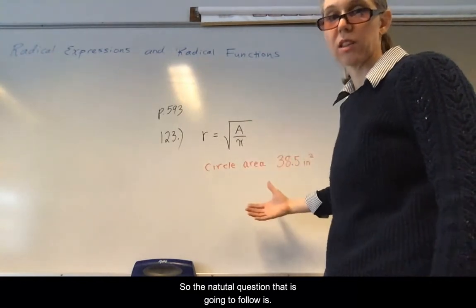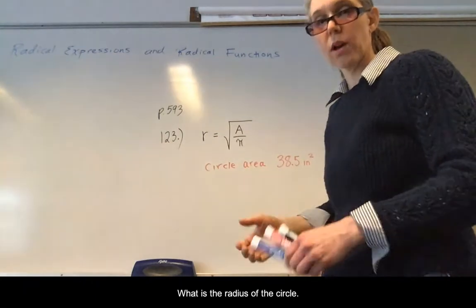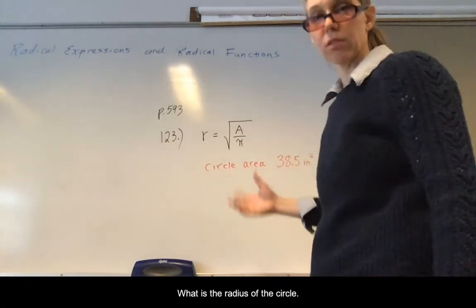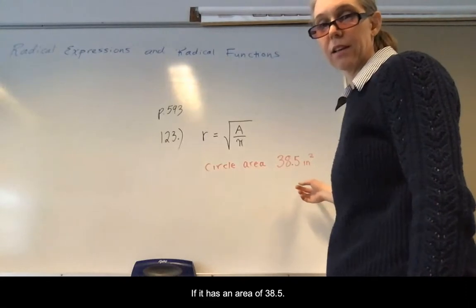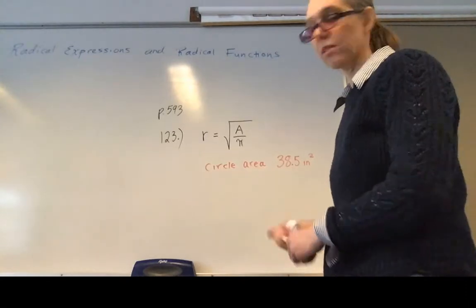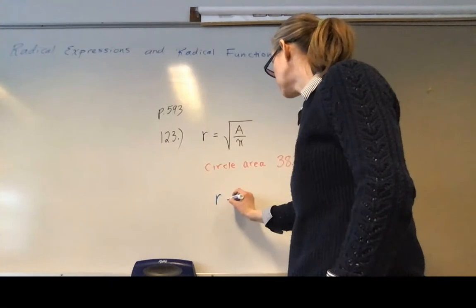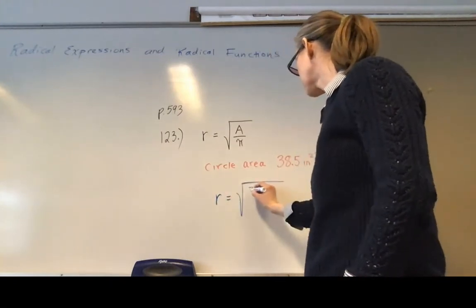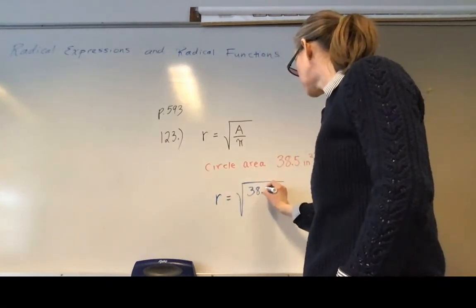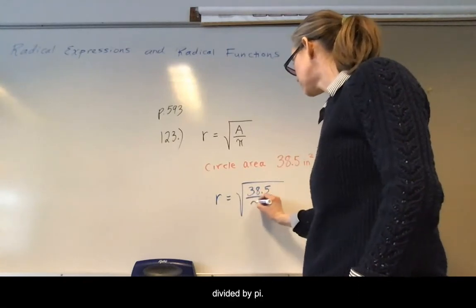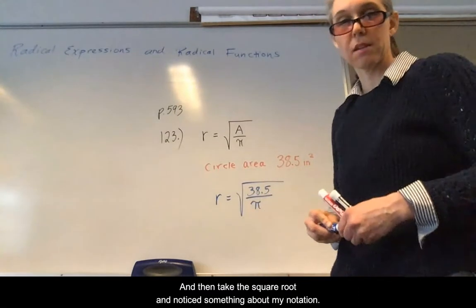So the natural question that is going to follow is, what is the radius of the circle that has an area of 38.5 inches? So we simply replace A with 38.5, divide by pi, and then take the square root.